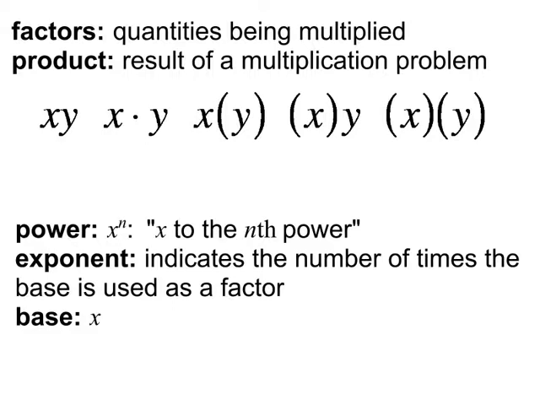First of all, factors are quantities being multiplied. Factors imply multiplication. A product is the result of a multiplication problem. What I have down here are all the ways that we can write multiplication problems. We have xy, that means x times y. We have x dot y, x times y. We have x times a parentheses around y, x times y. We have a parentheses around x and then y, x times y. And then parentheses around each of them, that means times. So that's all the different ways you can represent a multiplication problem.